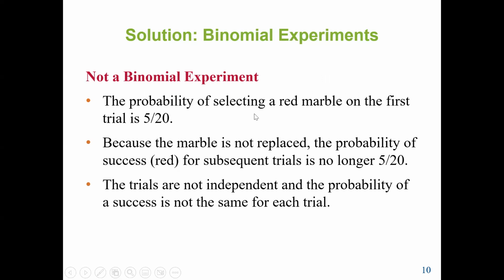Now the probability of selecting a red marble on the first try is 5 by 20, because we have 5 red and the total marbles are 20. Now, because the marble is not replaced, this means the probability of success, red, for the subsequent try is no longer 5/20. If I pick the first one, the next will be 4 by 19. Then the third will be 3 by 18. Now, the tries are not independent, and the probability of success is not the same for each try. Because the first is 5 by 20, the second will be 4 by 19. So we can see that one of the conditions of a binomial experiment, that the probability of success should be the same for each try, in this case is not met.